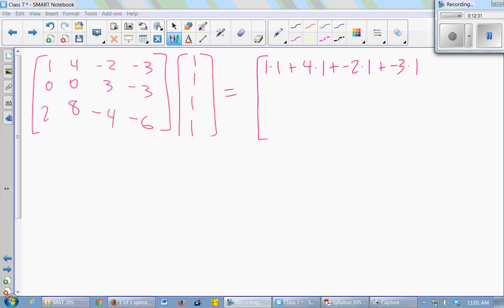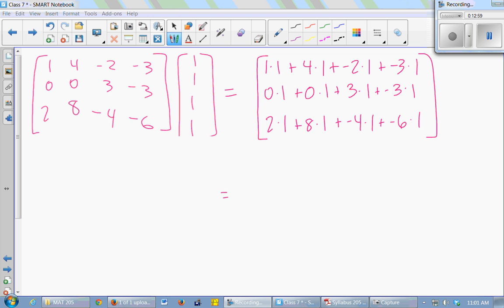So that's my first row times the column 1, 1, 1, 1. Then I take my second row and multiply by the column 1, 1, 1, 1. And I have 0 times 1 plus 0 times 1 plus 3 times 1 plus -3 times 1. Third row times the column: 2 times 1 plus 8 times 1 plus -4 times 1 plus -6 times 1.